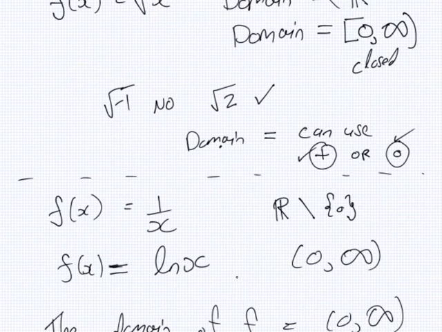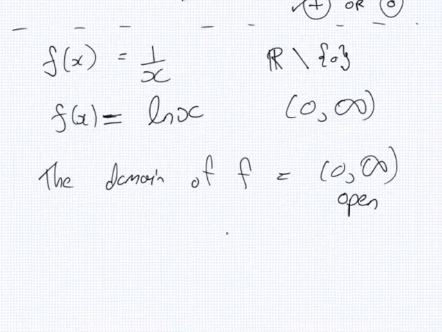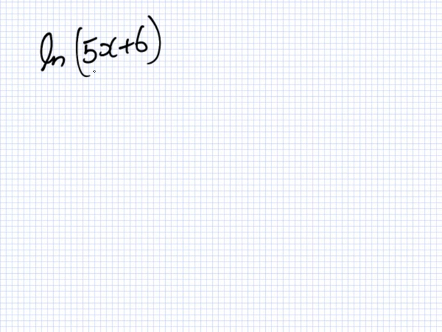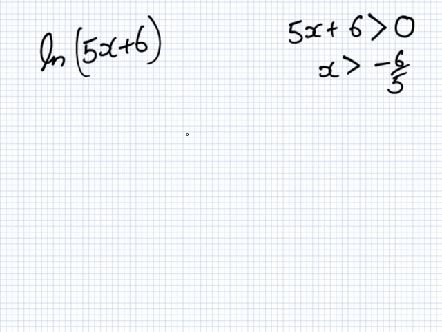Okay, so let's have one that looks a little bit harder. For example, here, what's the domain of this function? How could we get this? I think you all see it. This has to be more than 0. So it means x must be more than 6 over 5. So the domain is this.